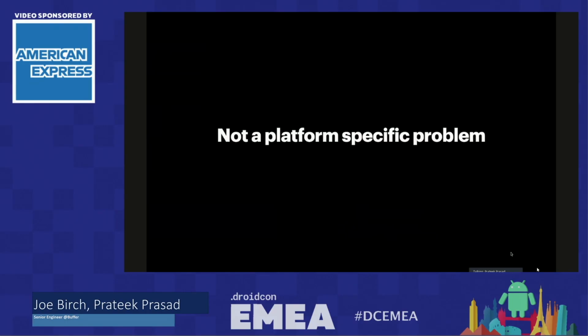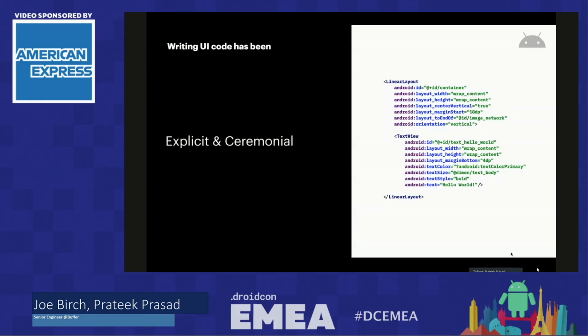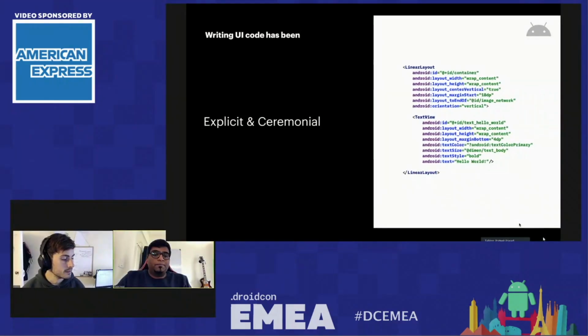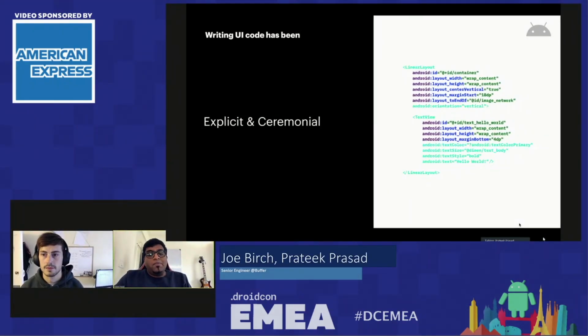And it turns out that this is not a platform-specific problem. Writing UI code has conventionally been very explicit and ceremonial. In this case, all I wanted to do was show a hello world text on the screen, and I needed about 20 lines to achieve it. So even if I eliminate the ceremonial pieces here and look at just the relevant bits, this is still a lot of explicit step-by-step drawing instruction.